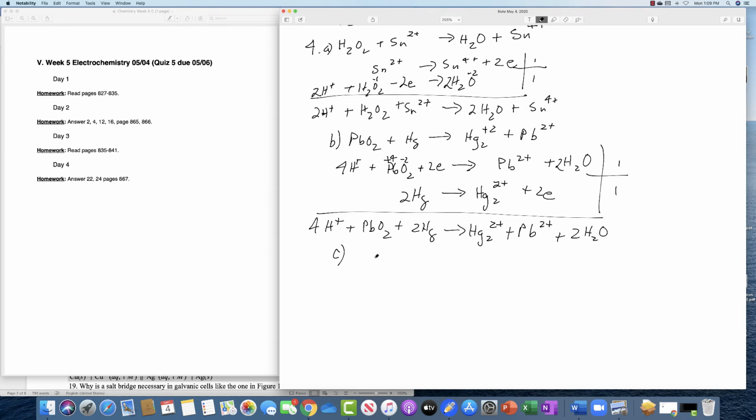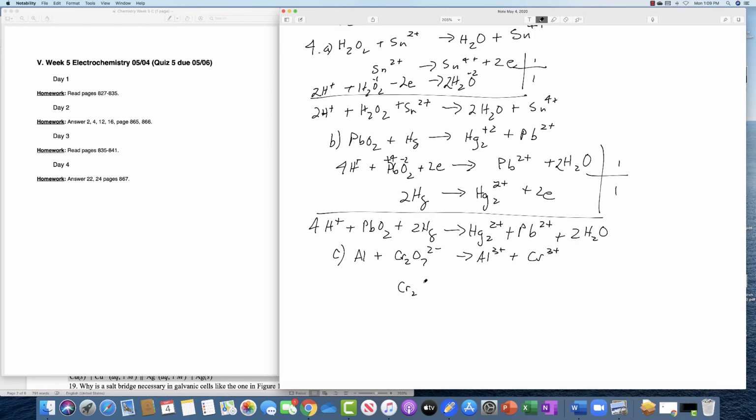C, Al plus dichromate ion goes to form Al3+ plus chromium 3+. So let's just start with the chromium one first.